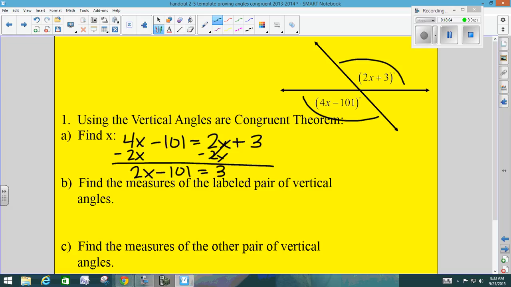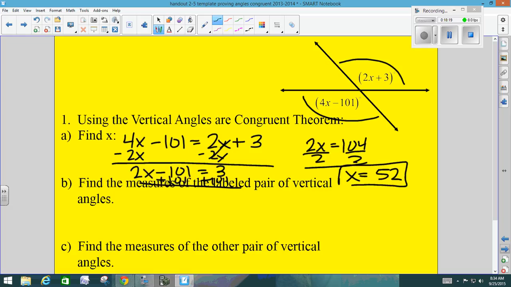How do I bring my 101 over? Add it using your addition property. So then we get 2x equals 104. And lastly, what do I need to do? And x is equal to 52.